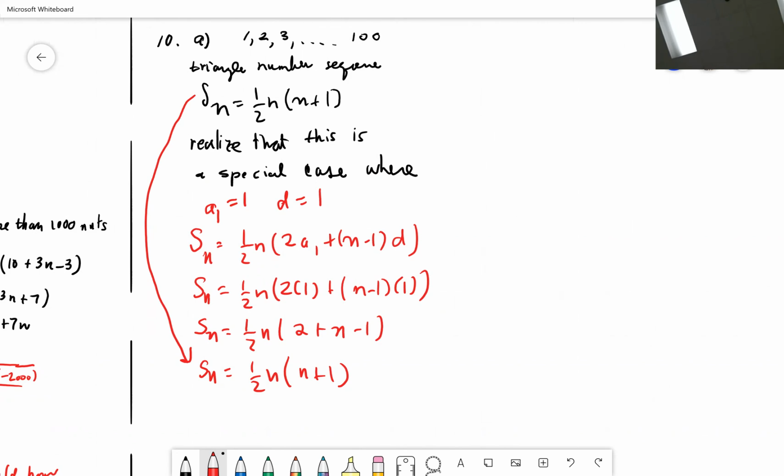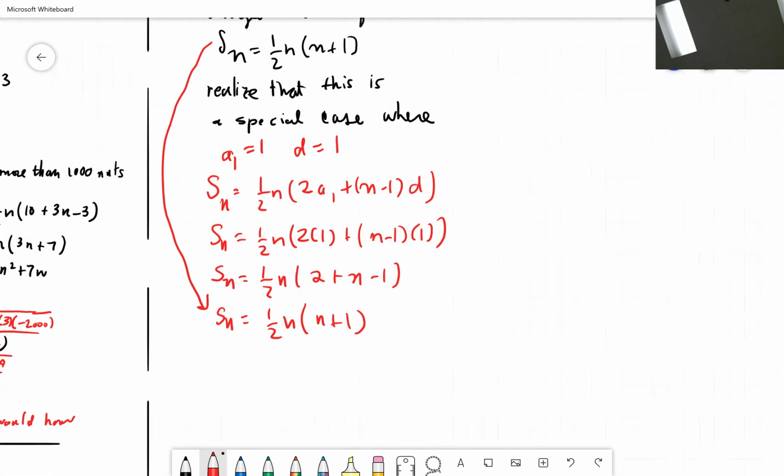Fair enough? So then all you're going to do here is go, well, S of 100 must equal half times 100 times 101. And so 100 times 101 is 10,100 divided by 2. And so the sum has to be 5,050.